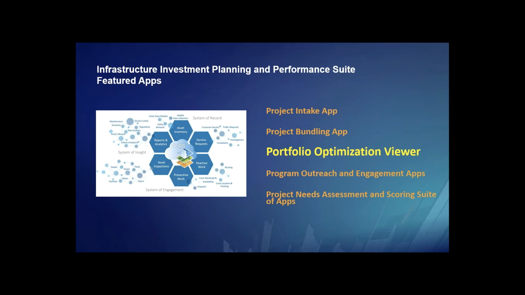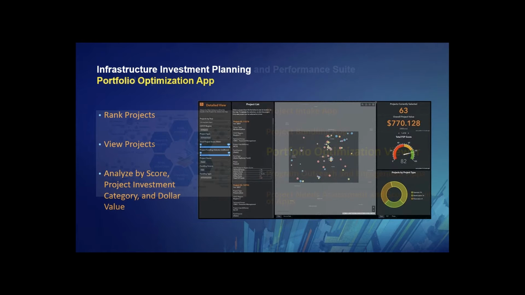Next, we're going to show you a portfolio optimization viewer. We're going to show you an example that was adapted from Colorado DOT, which demonstrates how planning divisions can analyze and optimize projects by their combined ranking, score, and limited funding sources.